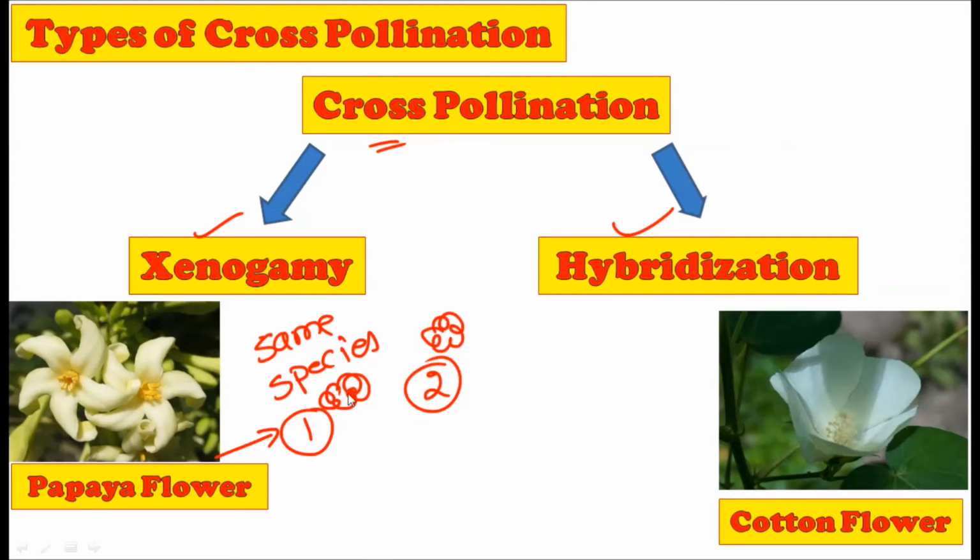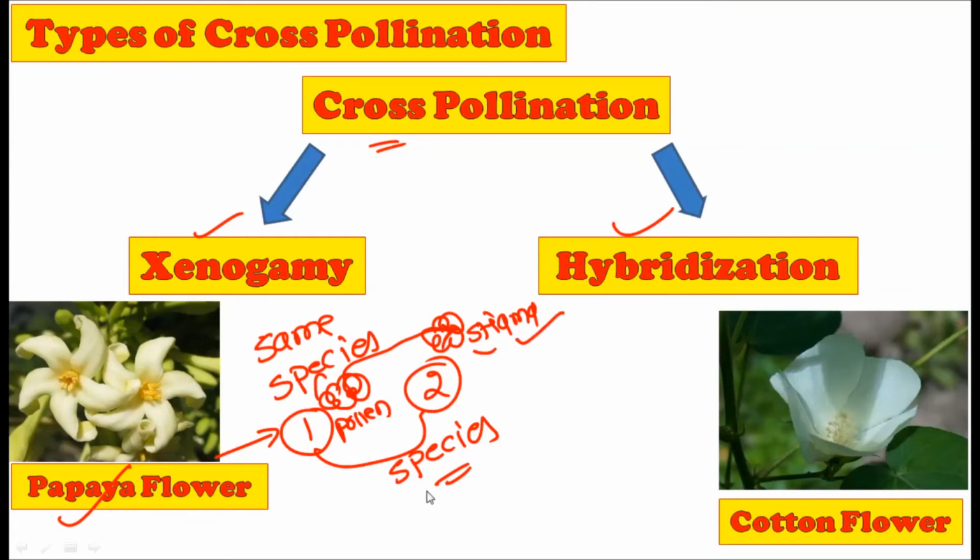Now, when the pollen grains are transferred from this flower to the second papaya plant, pollen of one plant is transferring to the stigma of another plant, right? But both these plants are the same species, that is the papaya species. Now, when pollen grains are transferred from the anther of one flower to the stigma of another flower of the same species, this process is called xenogamy.